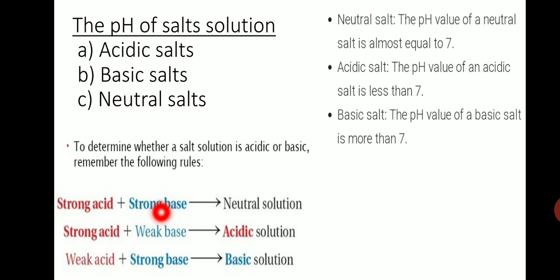This weak base cannot fully neutralize the strong acid, because it is weak in nature. So which character will be shown more there? Acidic character. That's why it produces an acidic solution, or acidic salts. So what is the reason? When a strong acid reacts with a weak base, it forms acidic salts, because the weak base is unable to fully neutralize the acid, since it is a strong acid.